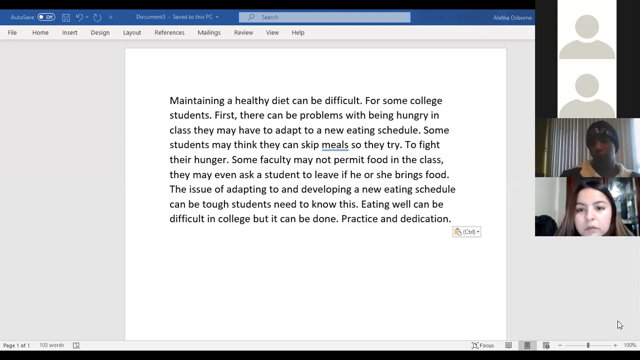Let's take a look at the next one. For some college students. Is this operating as a correct and complete sentence? No. For some college students is a fragment sentence. It's incomplete, right? And we know that a fragment sentence is an incomplete sentence, right? So this is a fragment. And what we would do to fix this is connect it to something or else add information to make it a complete thought.